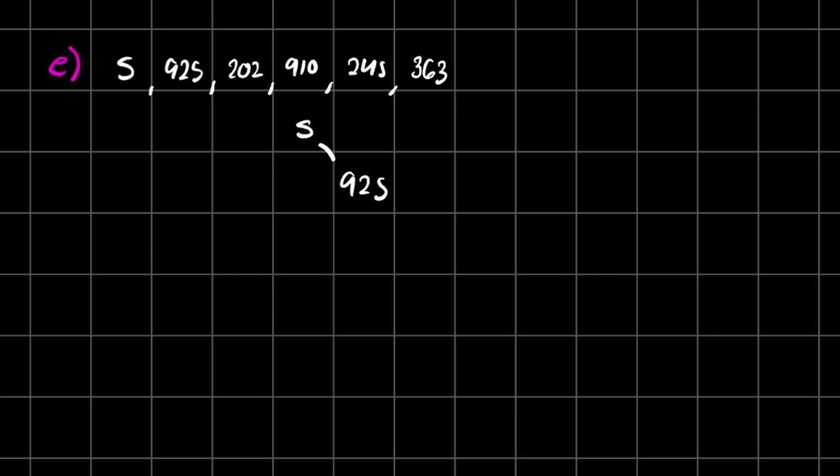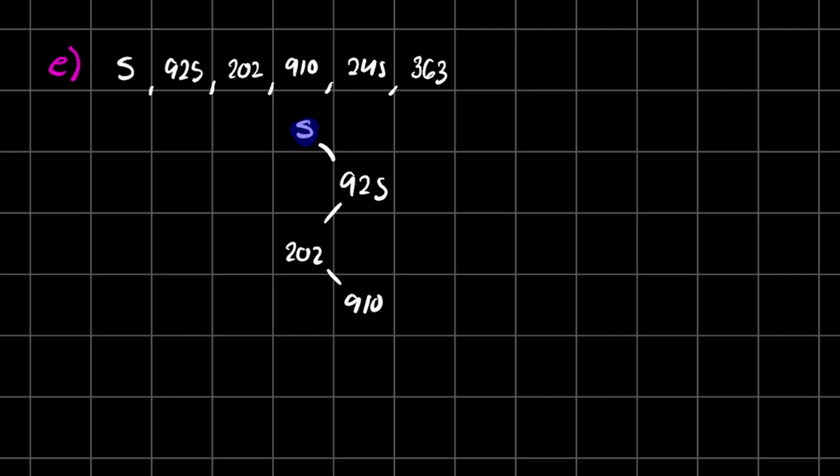Then 202 is going to go to the left of 925, it is lower. 910 is going to be basically, we go through here, and then it's going to be bigger, so go to the right. And then this 910 is basically lower, so it's going to the left. And 910 is going to be greater, so it's going to be 910, obviously.